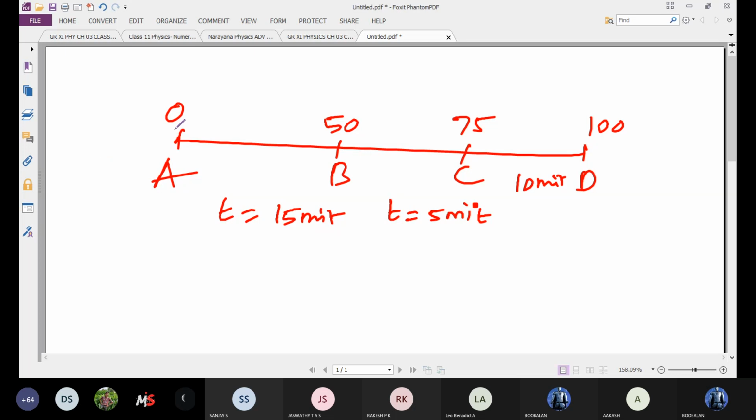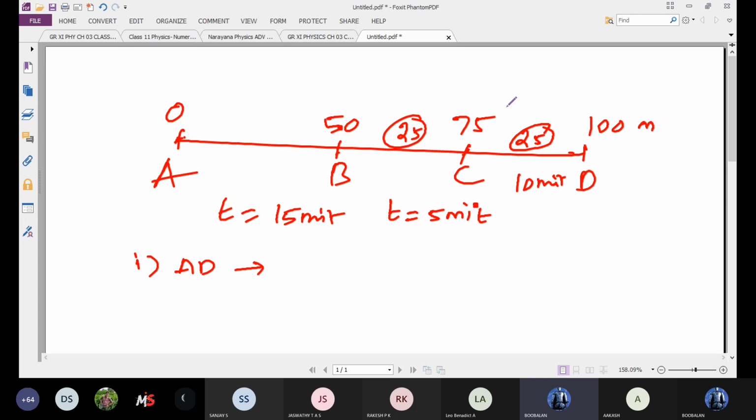Listen. So now, one question. This is one condition, A to D. So A to D, what is the distance? If they are asking like that, you should add all the parts. This is 0 to 50. Again 50 to 75. So what is the interval B to C? The interval value is 25. Again C to D, the interval value is 25. So A to D means the distance is 100.